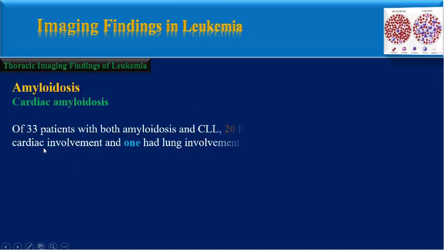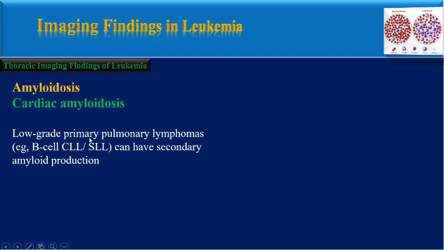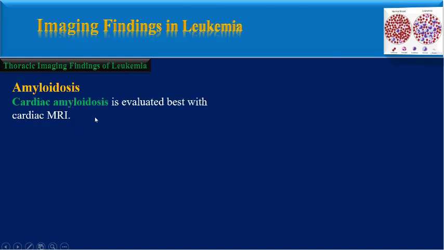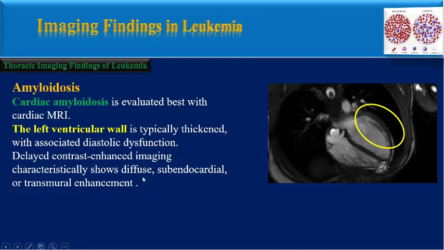Cardiac amyloidosis: in one study of 33 patients with both amyloidosis and CLL, about 20 of them had cardiac involvement and 1 had lung involvement. Low-grade primary pulmonary lymphomas, for example B-cell CLL and SLL, can have secondary amyloid production. Cardiac amyloidosis is evaluated best with cardiac MRI. The left ventricular wall is typically thickened with associated diastolic dysfunction. Delayed contrast enhanced imaging characteristically shows diffuse subendocardial or transmural enhancement.